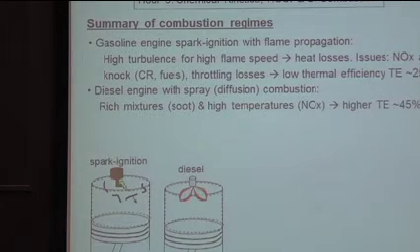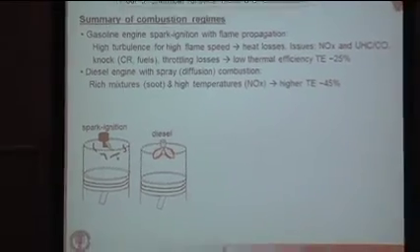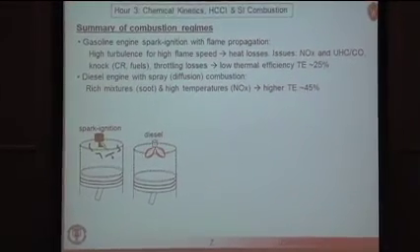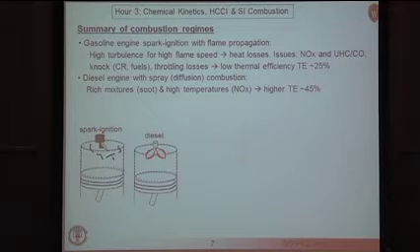Okay, so if we just summarize then, where are we? We've got gasoline spark ignition engines that have flame propagation. What do you want for that to work in an efficient way? You want high turbulence so that the flame speed is high. So that means you need some kind of special arrangement with your ports. You want some way of generating swirl and so on.